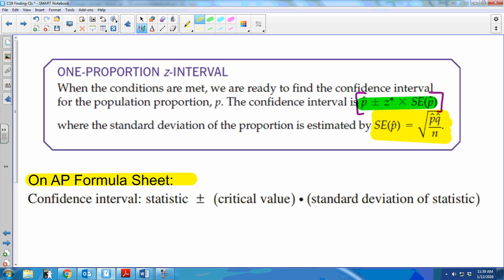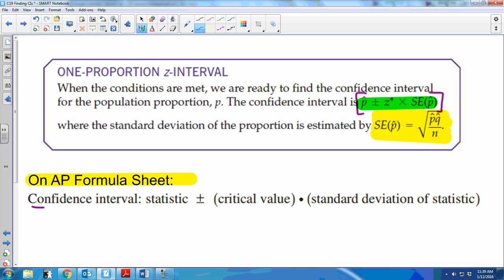So, on the AP formula sheet, they aren't nice enough to give you all 7 or 6 of them and name them for you. It doesn't say on the formula sheet, 1 proportion z interval, p hat plus or minus z times the standard error. It doesn't say that anywhere for you. They all follow the same format though. So, they give you a statement that, if you want to use, you're required to fill in for yourself. So here's the statement on the formula sheet.